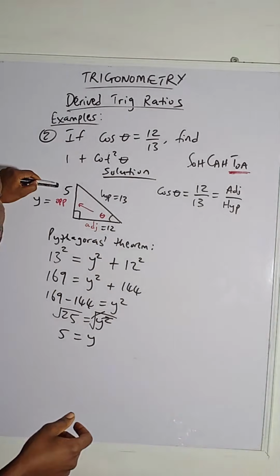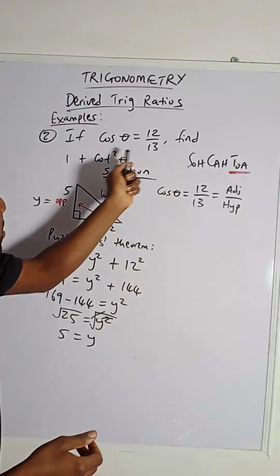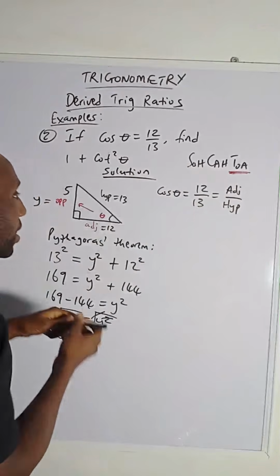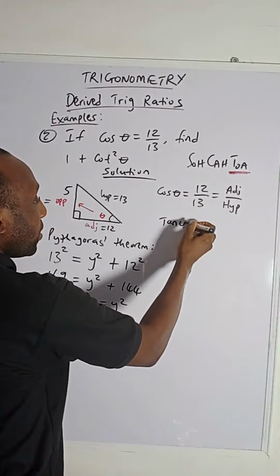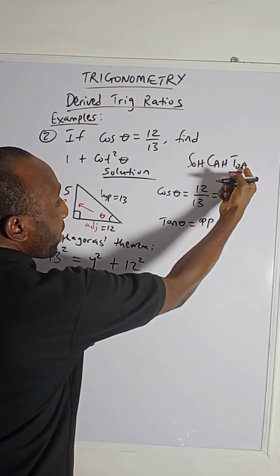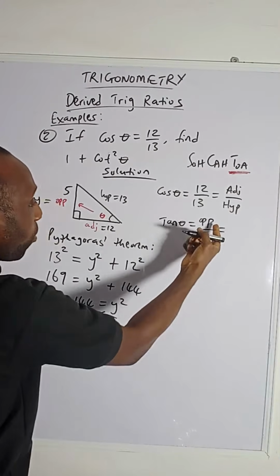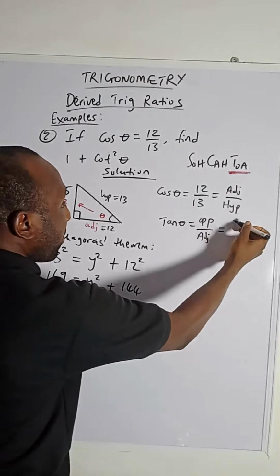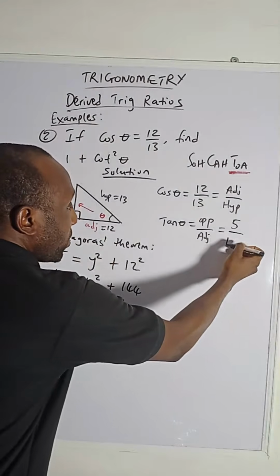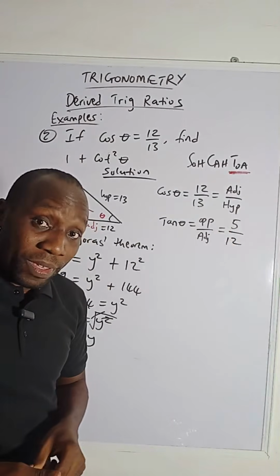Now that we have the third side, we have all the sides of the right angle triangle. We can now get tan. Remember, from tan, we're going to get cot. Tan theta is equal to opposite over adjacent, TOA. The opposite side is 5 and the adjacent is 12. So tan theta is 5 over 12. Are you with me?